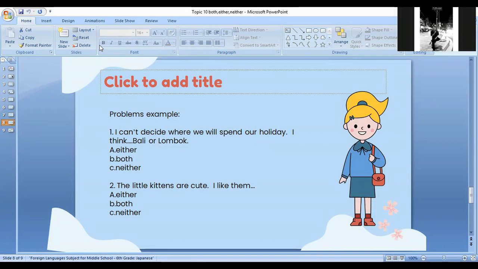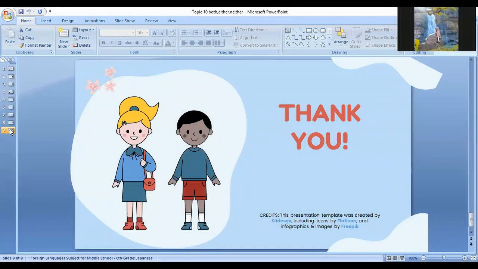My name is Kristanti. Number one, I can't recall where we will spend our holiday. I think either Bali or Lombok. Number two, the little kittens are cute. I like them. Both. Thank you for your attention. Wassalamualaikum warahmatullahi wabarakatuh. Waalaikumsalam.